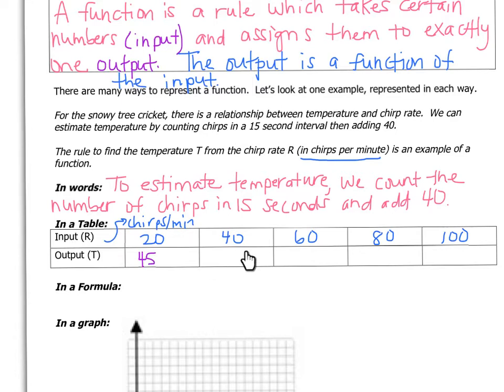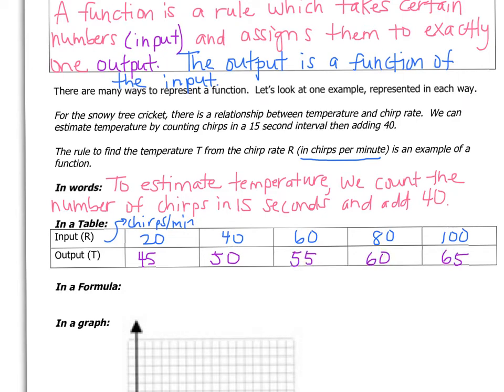Similar thing for the next one. If we had 40 chirps in a minute, divide that by 4, we would have 10 chirps in 15 seconds. Then add 40, that's 50. I want you to take a couple minutes, stop your video, and figure out the outputs for temperature for 60, 80, and 100 chirps per minute.